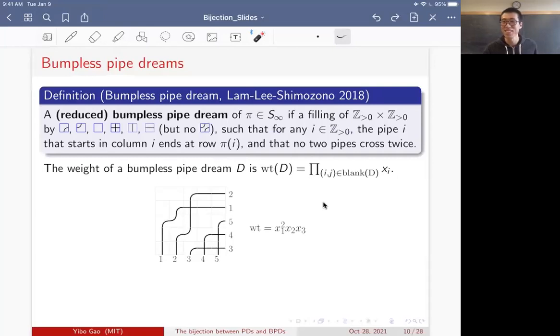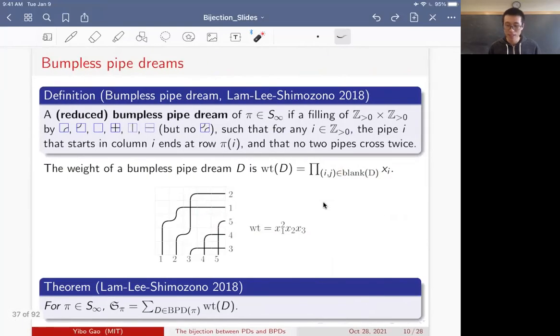Any other questions? Yeah, but now the difference is that the weight of a bumpless pipe dream is given by the row index of the blank tiles instead of the cross tiles. So in this picture, we have two blanks in the first row, one blank in the second row, and a blank in the third row. And the weights correspondingly are x1 squared, x2, x3.